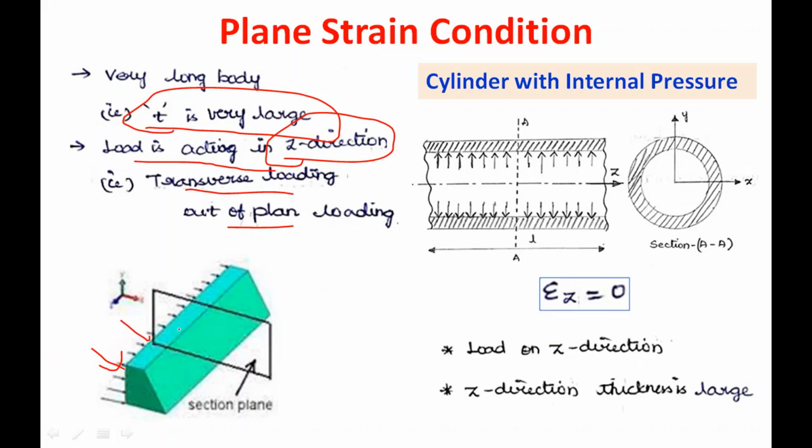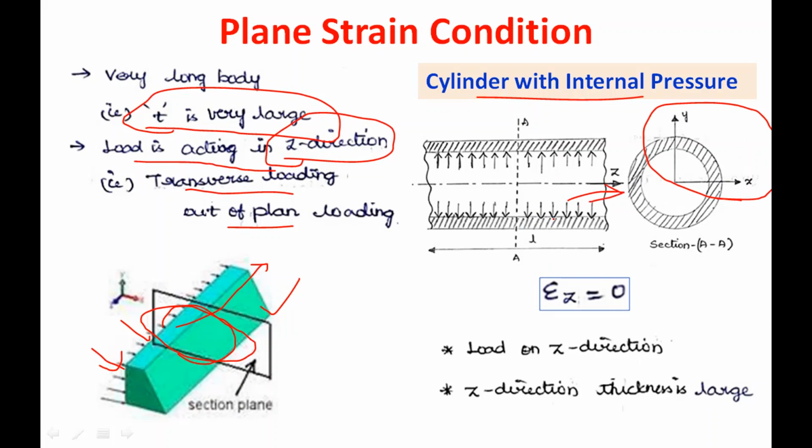Let us consider this is the Z axis, and the force is acting in the Z direction. This cross sectional plane is taken as the XY plane. This is one example. Similarly, if you have a cylinder subjected to internal or external pressure, and both ends are open, then also we can assume the plane strain condition. When you take the cross section of the pipe, your XY plane is considered as the cross sectional plane and the z direction is the length of the pipe.